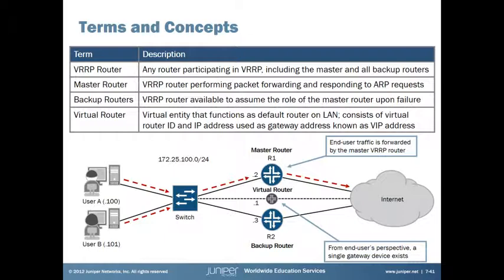Our Virtual Router Redundancy Protocol, VRRP. Here we go. So we have a VRRP router: any router participating in VRRP, including the master and all backup routers. A master router performs packet forwarding and responds to ARP requests. Why are ARP requests important there as far as this goes? What have ARP requests got to do with all of this, by the way? What's important about the fact that the router responds to ARP requests? Why is that?